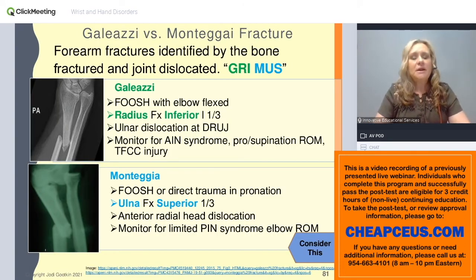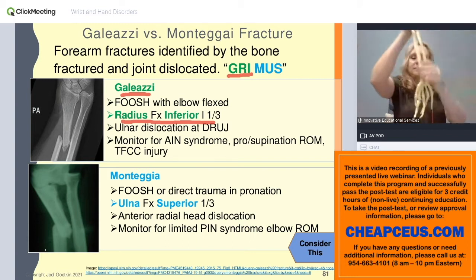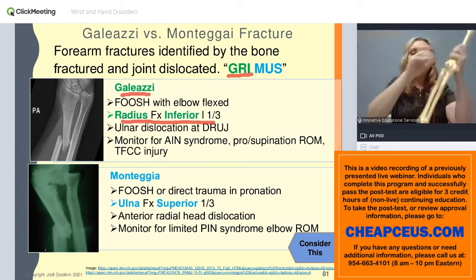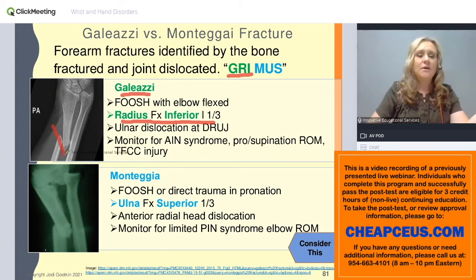Some other fractures you might not encounter as commonly but should be aware of are the Galeazzi and Monteggia fractures. These are fractures of the forearm, and GRIMACE is our acronym to help us remember. The GRI of GRIMACE means that it's a Galeazzi fracture. The radius inferior third is going to be fractured. So, in the image up here, and I'll show you on my model here, somewhere on this distal third of the radius is where we will see our fracture of the bone.